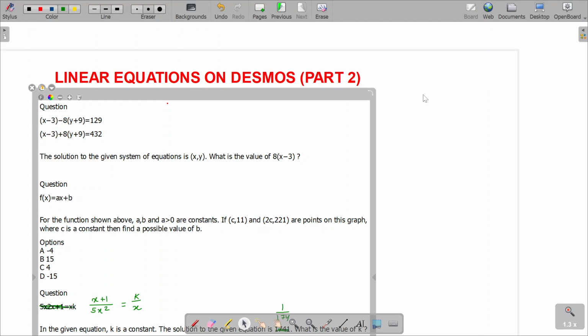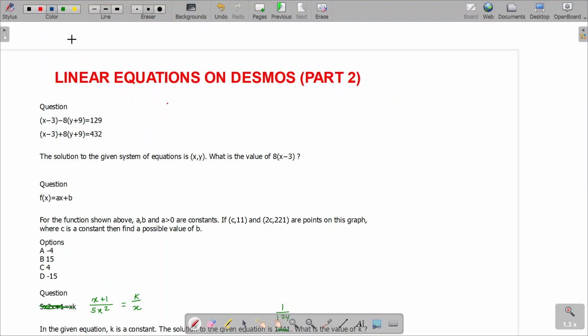Question number 1: as you can see, two simultaneous equations are given, and they are asking for the solution to the given system of equations in x and y. What is the value of 8x minus 3? Now, the simple idea here is that you will start solving for x and y, and after getting the answer, you will put it here and get the answer.